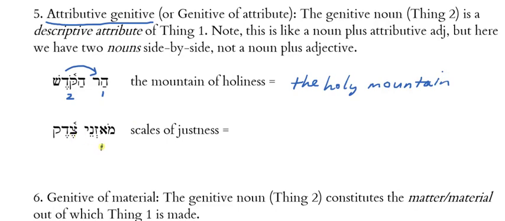Here I have a word you don't know, moznei. It's a masculine plural construct. You see the ending here. Thing 2 is the noun righteousness or justness. Justness. And so this is scales of justness. How would you translate this into better English? Just scales. That is to say, scales that aren't perverted, where they have differing weights that you can cheat people with. Just scales. Scales of justness are just scales.